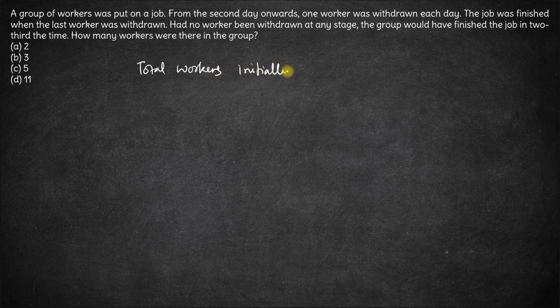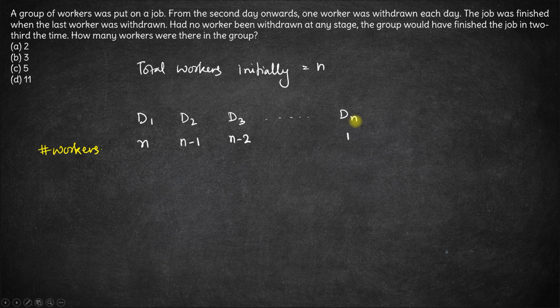initially is n, right? So on day 1 there are n people working. On day 2 one of them will leave, so there will be n minus 1 people working on day 2. On day 3 there will be n minus 2 people working, and so on till there is only one person left. And when will this one person be left? It will be on the nth day, right?